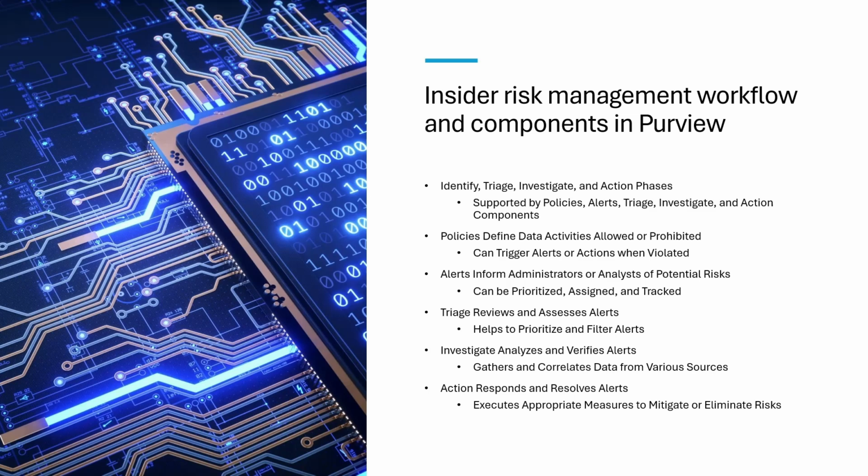Now, triage is the process we use to review and assess alerts in order to determine the severity of the alerts and the impact and urgency of those alerts. It allows us to prioritize and filter alerts for further action or for further investigation. Now, investigation here is the process of analyzing and verifying alerts, allowing us to determine the root cause of these alerts, the scope of the alerts, and of course, the evidence supporting these alerts.